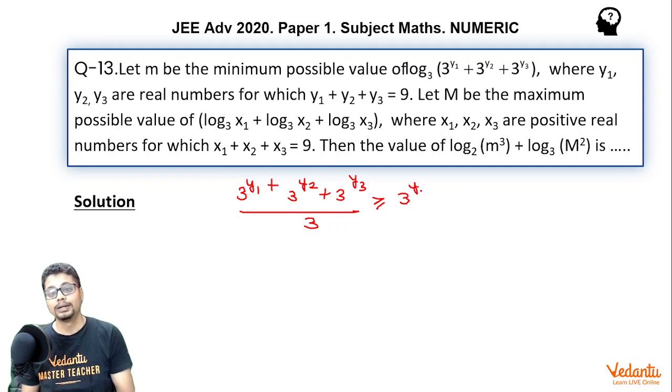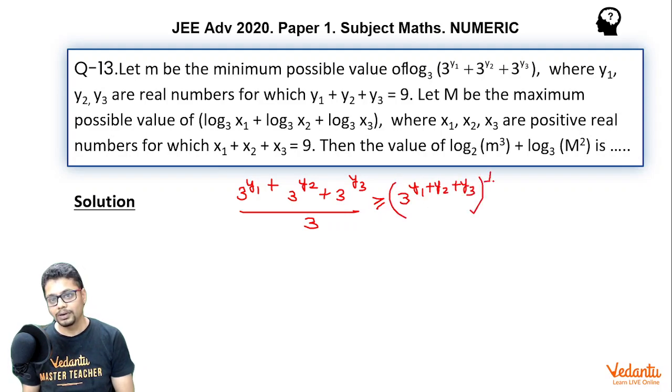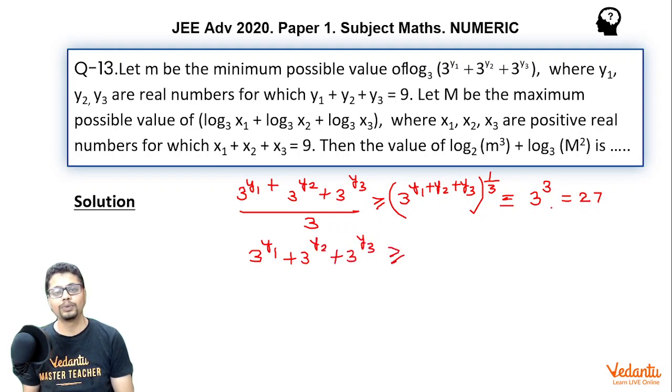So in the product, the powers will add, to the power 1 by 3. This expression is equal to 3 to the power (y1 plus y2 plus y3), which is 9. So 3 to the power 9, whole to the power 1 by 3, is 3 to the power 3. Basically, it is 27. So here I can say 3 to the power y1 plus 3 to the power y2 plus 3 to the power y3 is greater than or equal to 3 multiplied by 27, which is 3 to the power 4. The minimum value of this expression is 3 to the power 4.